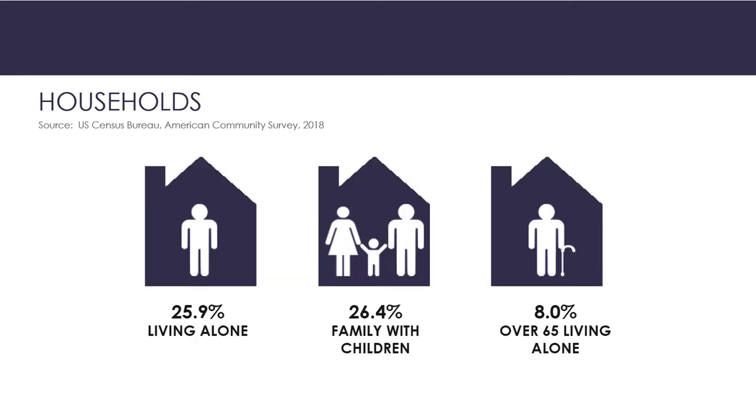This slide provides some information about the distribution of households and their characteristics in Jamestown. Around 1/4 of the population lives alone, while about 1/4 is comprised of families with children. Of seniors over the age of 65, around 8% live alone.